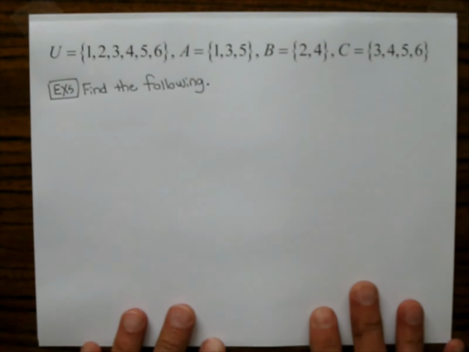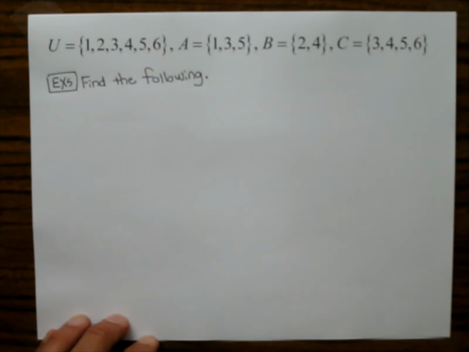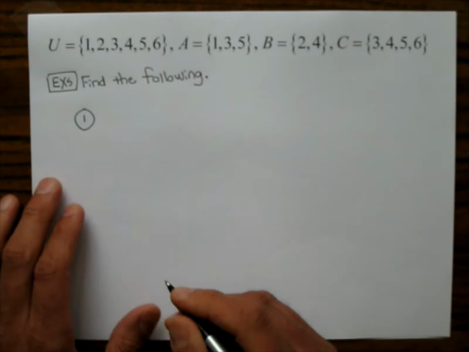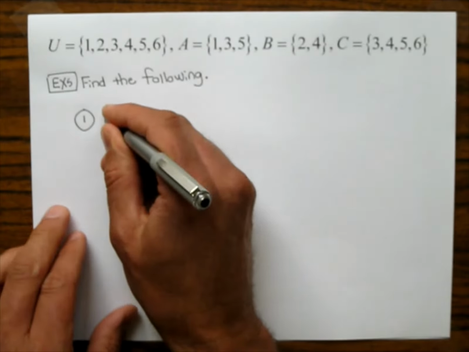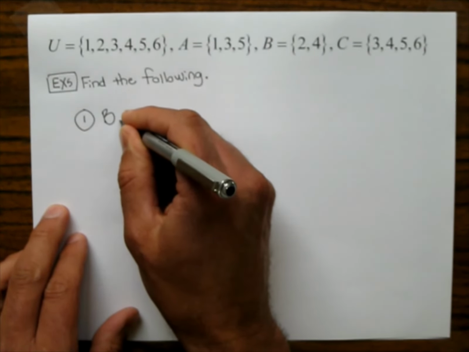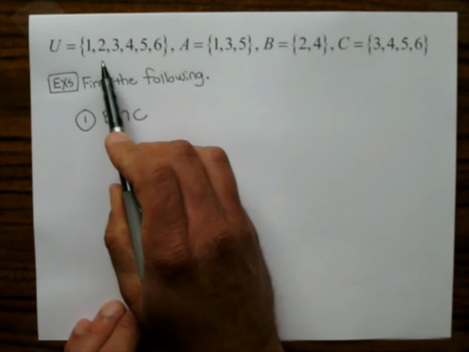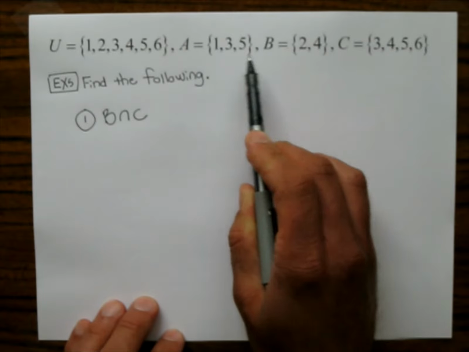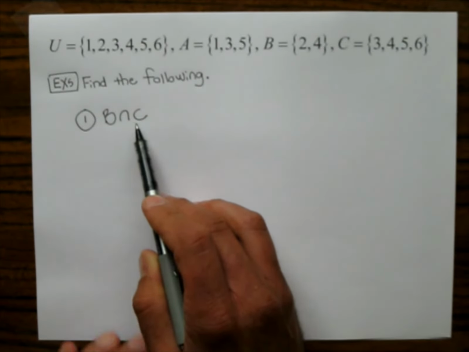So let's go ahead and see what we'll be doing in the homework. In the homework, they'll be asking us these questions. They'll say find the following, so I better put problem number 1 up. Problem number 1 is B, an upside down U, and then C. So we're given a universal set, which is 1 through 6, and then all these guys are subsets of the universal set. They're part of it. So A, B, and C. And now they're asking us to find B, an upside down U, and a C.